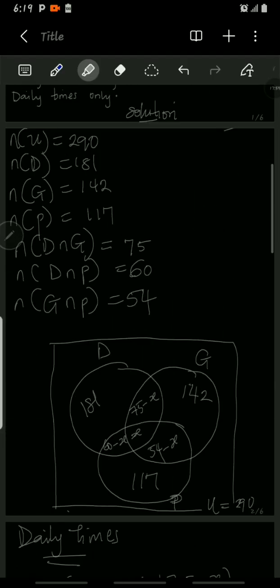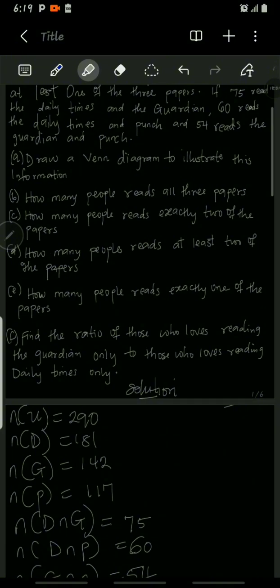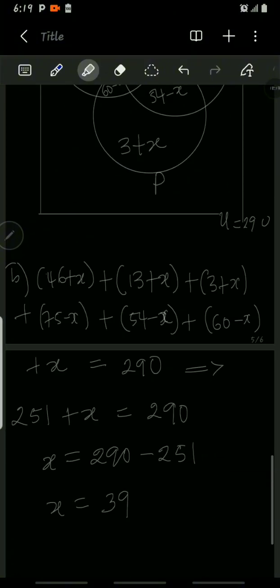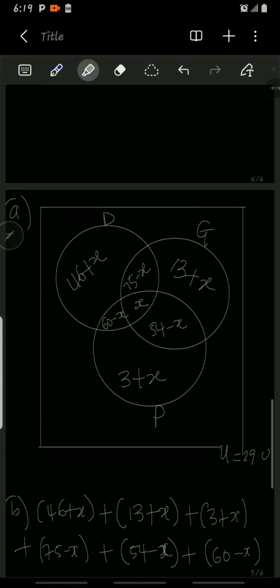For question 3, the question said, how many people read exactly 2 of the papers? Exactly means people that did not read more than 2. You understand? So we are going to come back to that diagram. In this diagram, people that read 2, that is this one, D and G, these are people that read 2. P and D, these are people that read 2. And G and P, these are also people that read 2. So I'm to add everybody that read 2 newspapers.